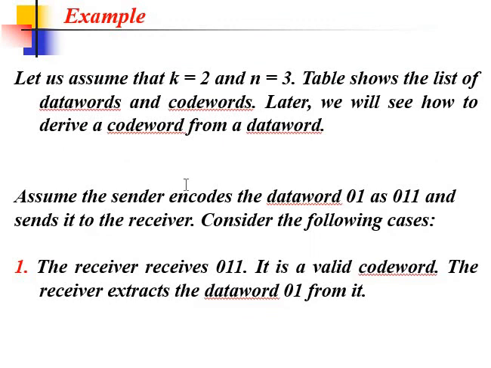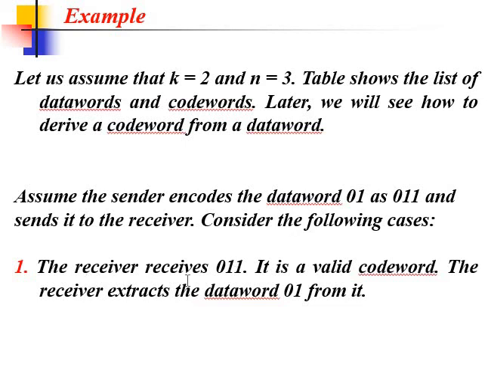Let us take one example. So k equals 2 means we have 2 blocks, n equals 3. Here we have added one extra block that is called the redundancy bit. Then we have to see what the data word and the code word are. Assume that the sender encodes the data word 01 as 011. Now this 01 is the information and 011 is the code word, which is sent to the receiver. Now how is this obtained? That is a mathematical process, the XORing process.